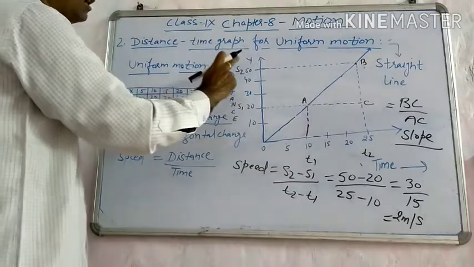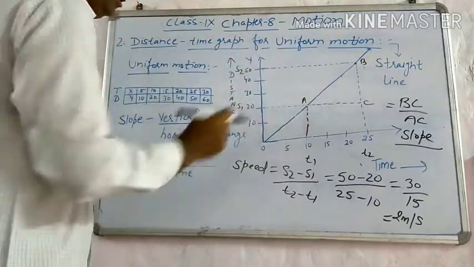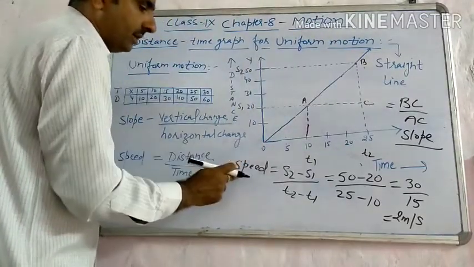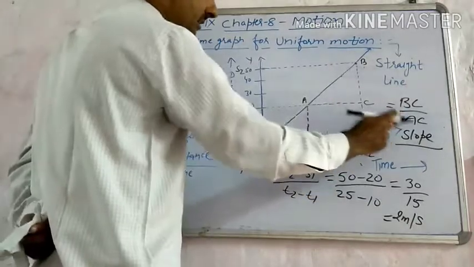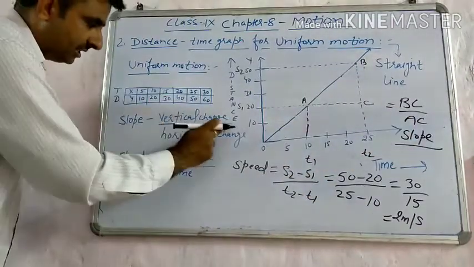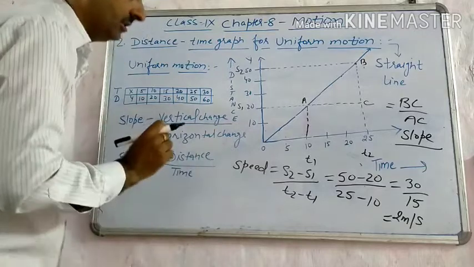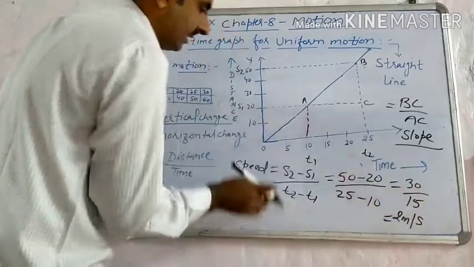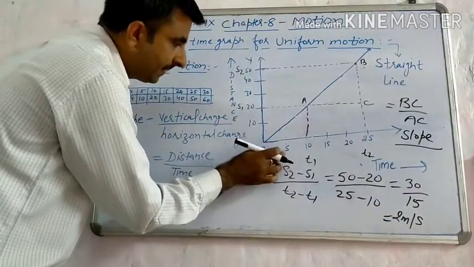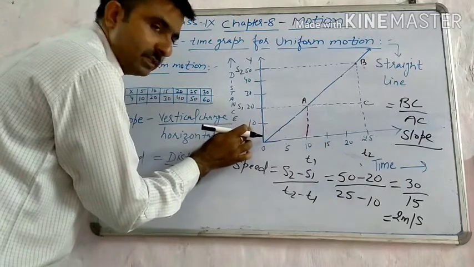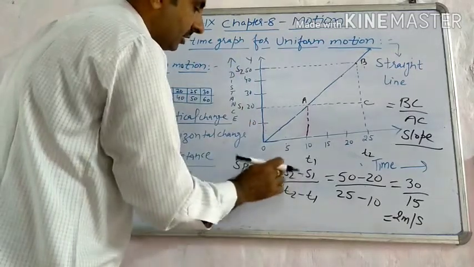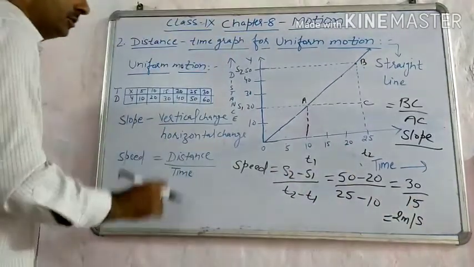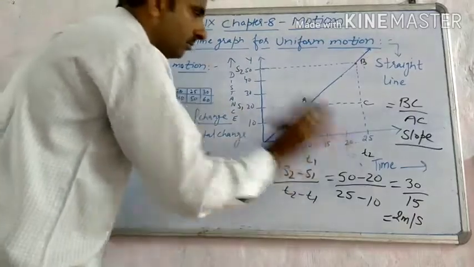So in the distance-time graph for uniform motion, the line is a straight line, and we calculate speed by calculating the slope. Slope is vertical change by horizontal change. Here also it comes 30 by 15, it is 2 meter per second. Now if we take 5 seconds, the distance it covers is 10 meter, means speed is equal to 10 by 5. This is also equal to 2 meter per second. So this is a uniform motion.